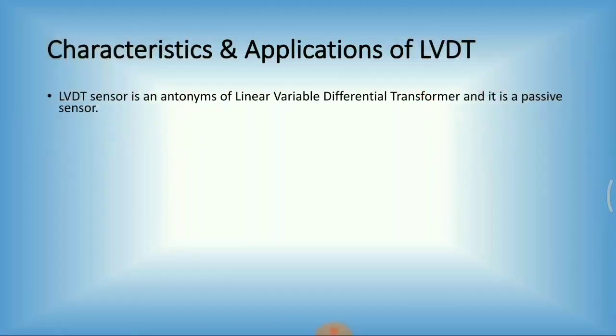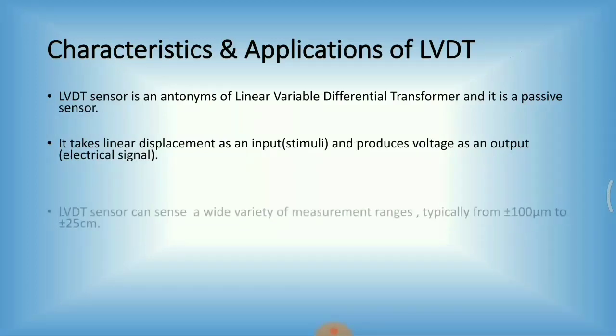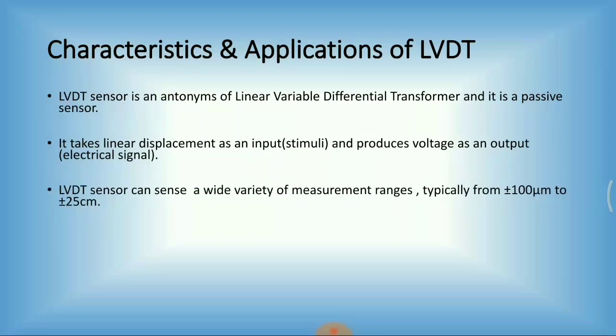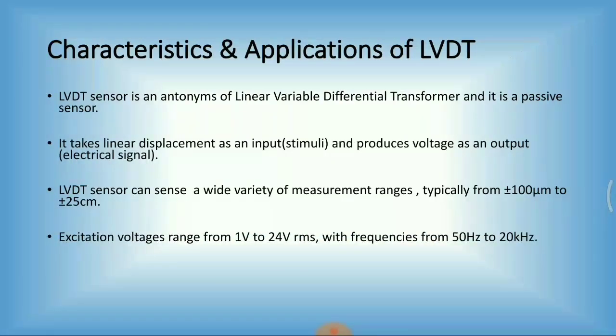LVDT is an acronym of linear variable differential transformer, and it is a passive sensor. It takes linear displacement as an input stimulus and produces voltage as an output electrical signal. An LVDT sensor can sense a wide variety of measurement ranges, typically from plus or minus 100 micrometers to plus or minus 25 centimeters. Excitation voltages range from 1 volt to 24 volts RMS, with frequency from 50 Hz to 20 kHz.